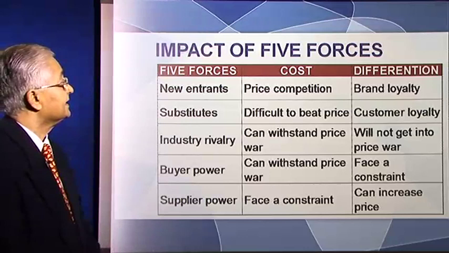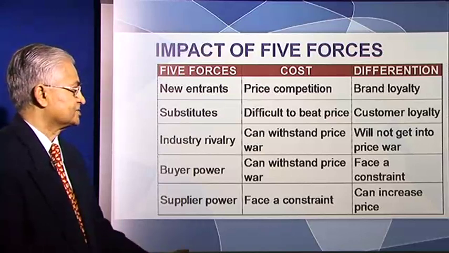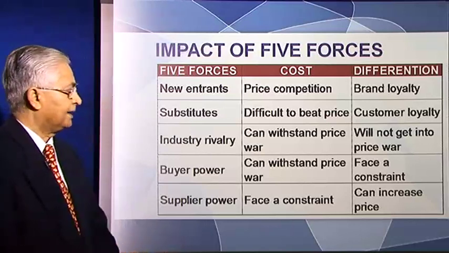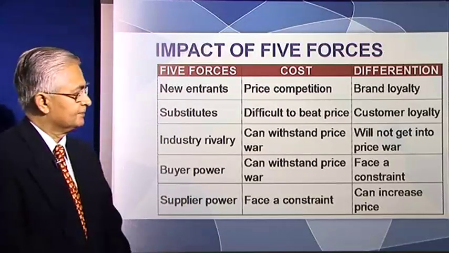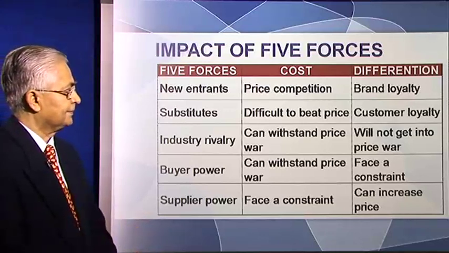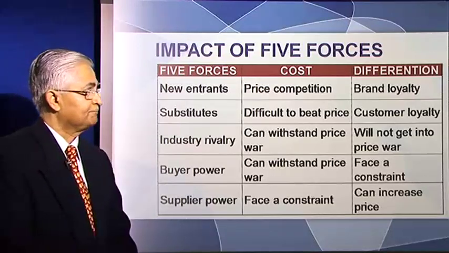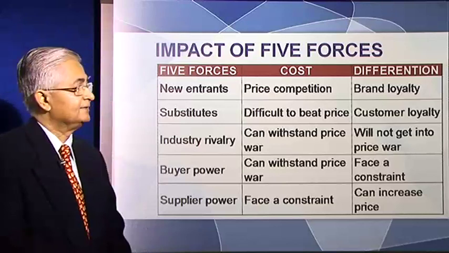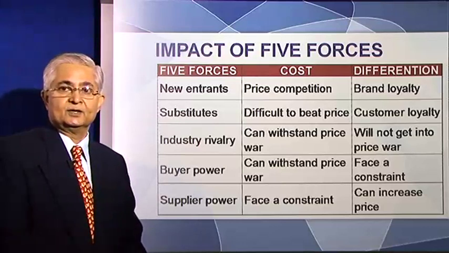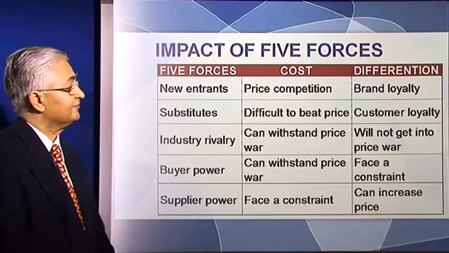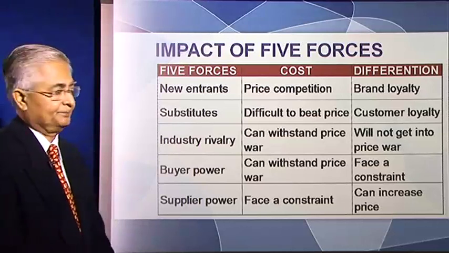In that case, let's look at the company which is following the cost strategy. It can withstand a price war. See, buyer power, what would the buyer do? The buyer would induce companies to get into a price war. But this company, which is a cost-based company, can withstand a price war. But a differentiation-based company, if the buyer is a strong buyer, they would face a constraint. So, differentiation-based strategies will face a constraint if the buyer is a strong buyer and it has high buyer power.